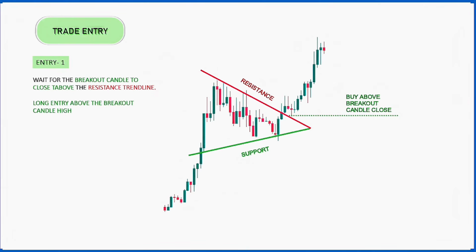When you see a full bullish candle close above resistance, it signals that the buyers who were squeezed inside the pattern have finally broken free, just like the exploding Coke bottle. From here, you can place your buy entry slightly above the high of that breakout candle. But be careful, sometimes the breakout candle is very large, and buying at its high can wreck your reward-to-risk ratio.